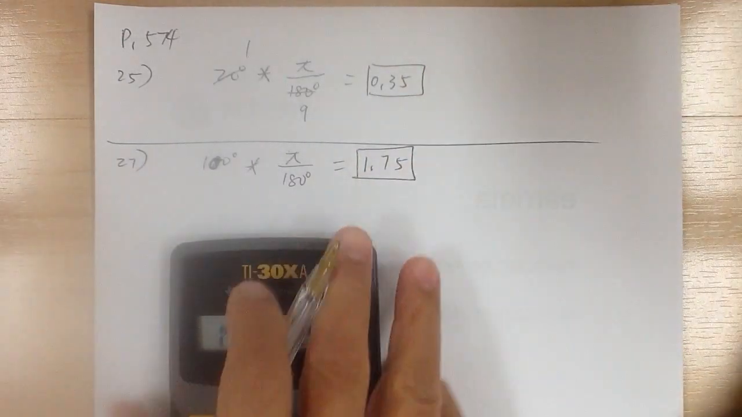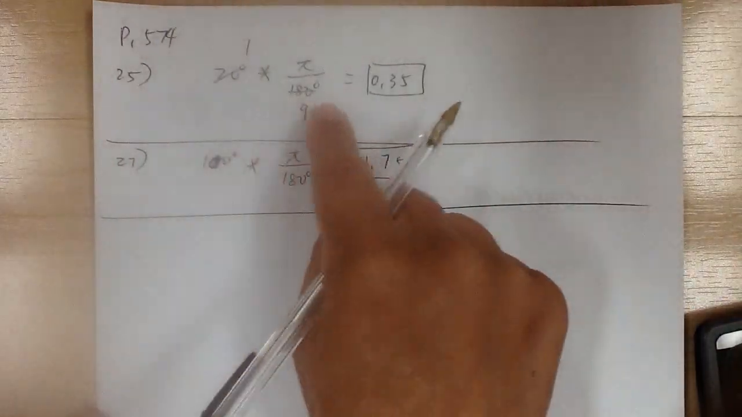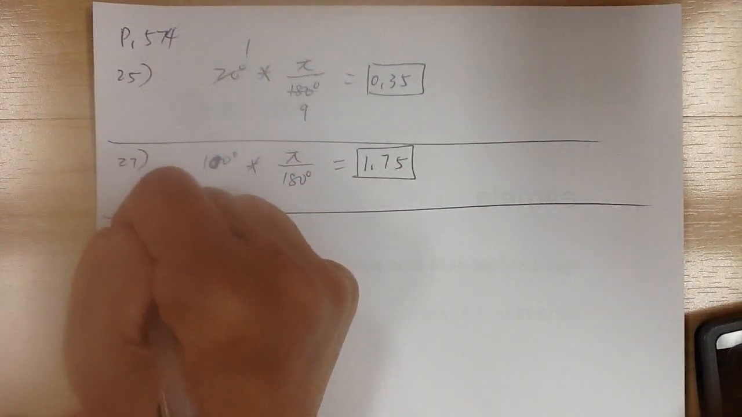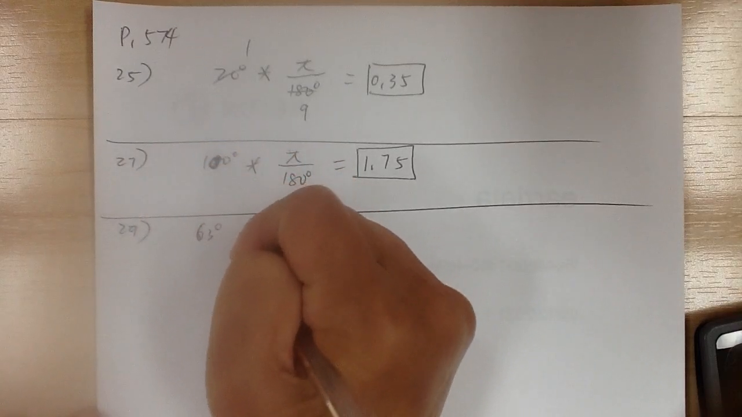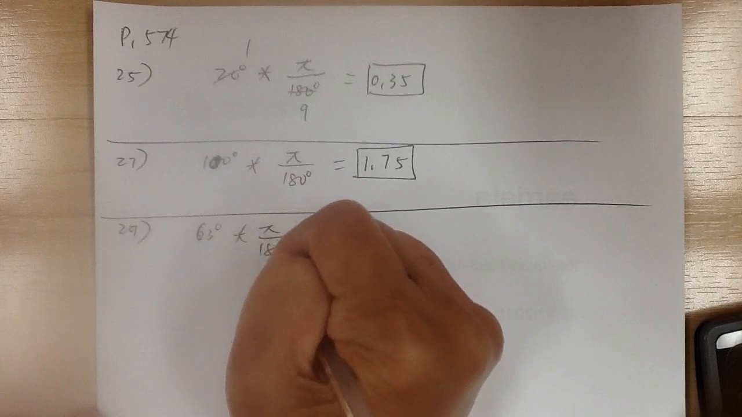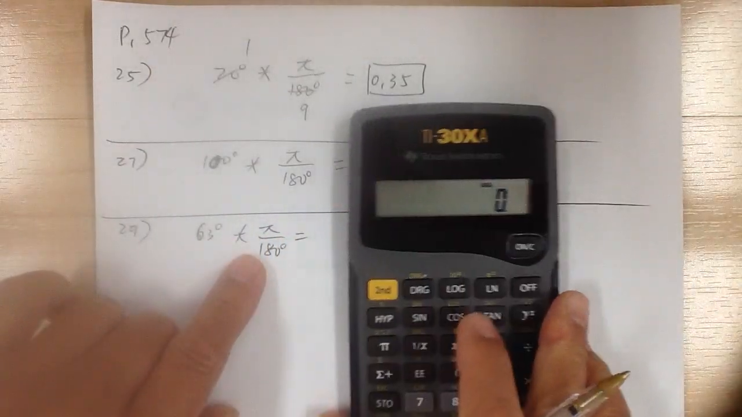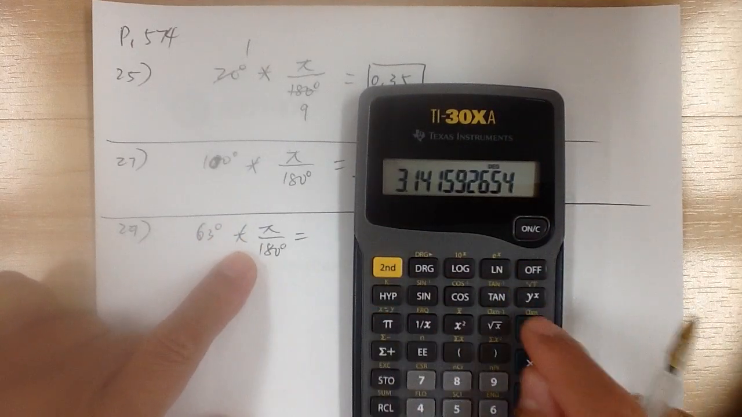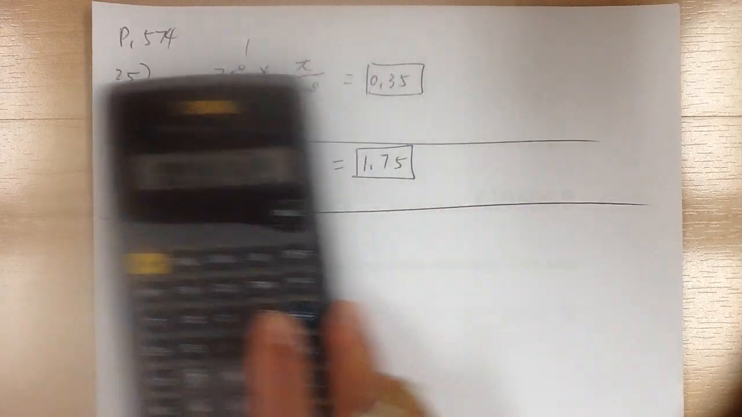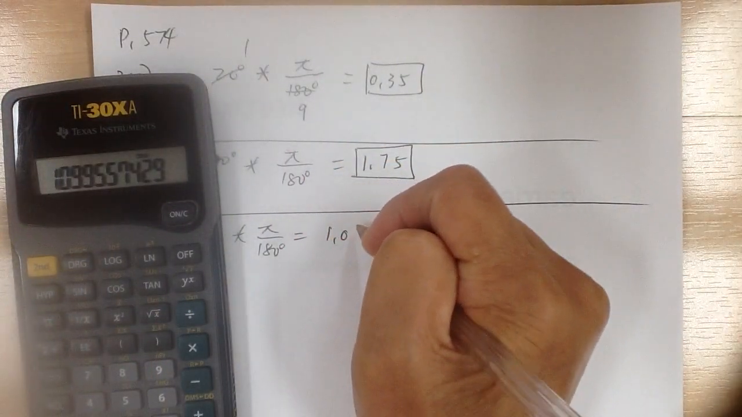Okay, 29. Yeah, because this is a calculator problem, so you just use calculator instead of doing the cancellation. Okay, 29, 63 degrees. So you can times it by pi over 180 degrees. So get your calculator. Again, don't waste your time to try to cancel and simplify. Just use your calculator. So 63 times pi divided by 180 equal. So it'd be 1.10.